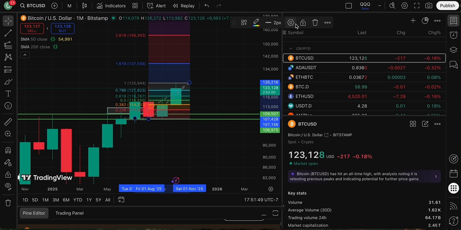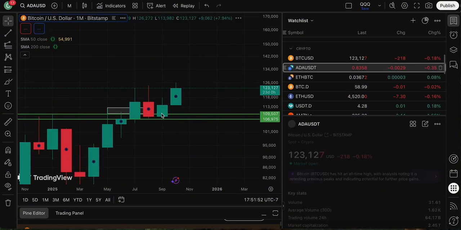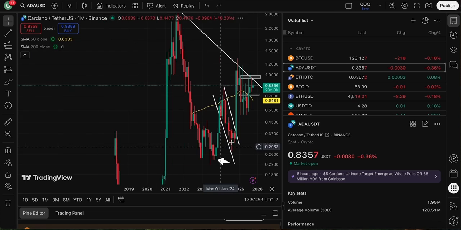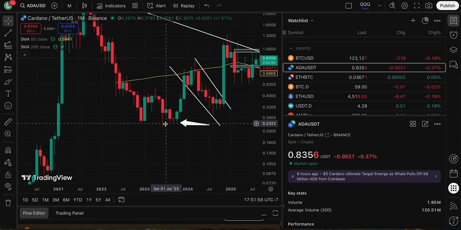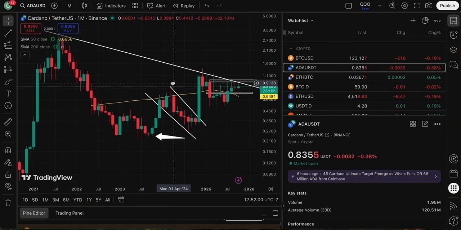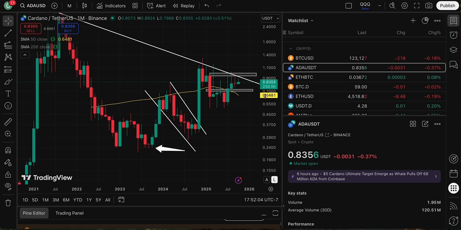So with this being said, I want to show you guys ADA's chart. A lot of people hate ADA with a burning passion. They hate it so much. They think that it's the worst coin they've ever seen. But I want to show you two things. I'm going to show you guys two things.